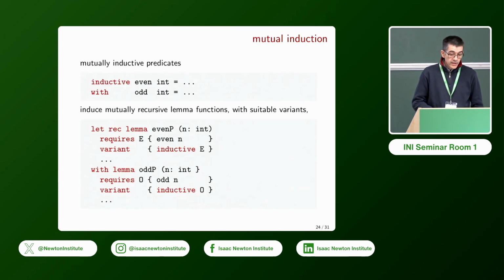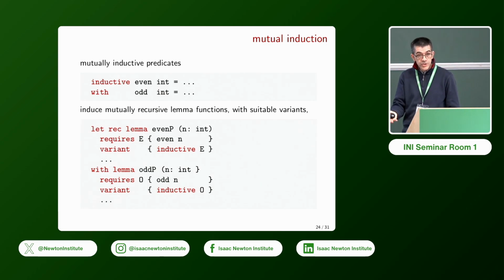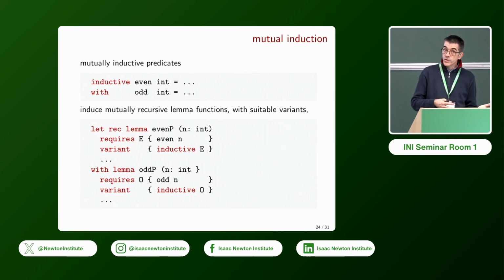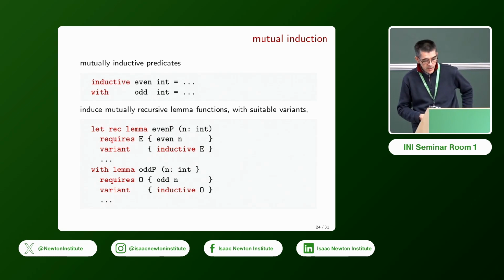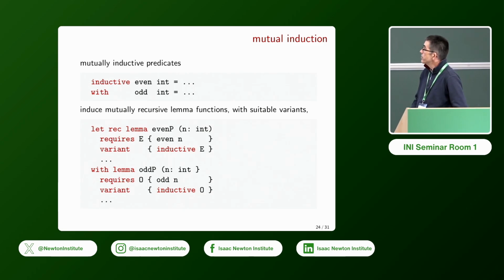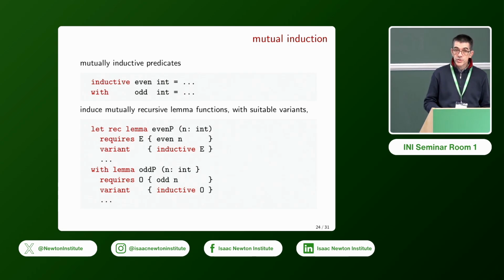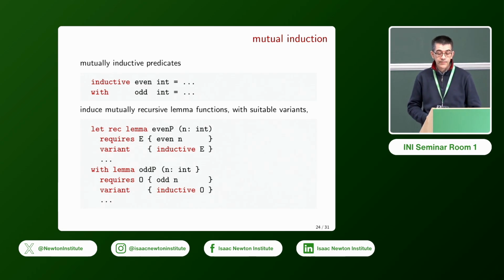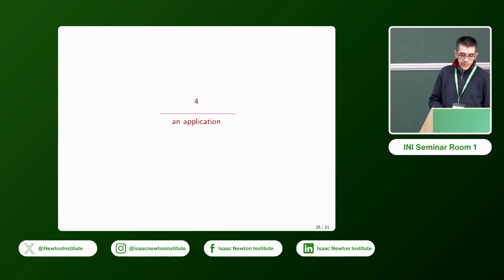We also accommodate mutually inductive definitions. If you have mutually recursive lemma functions for proving things about your mutually recursive inductive predicates, then you can have variants for the various recursive lemma functions that could be different, like you would do for proving the termination of mutually recursive functions as usual. Basically, that's it for these small additions to Why3.